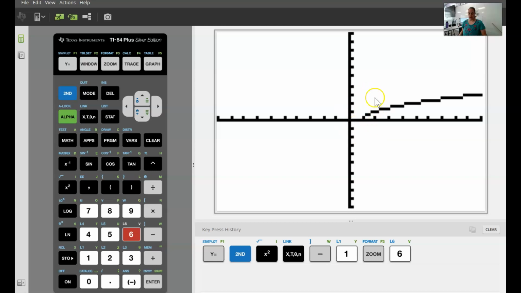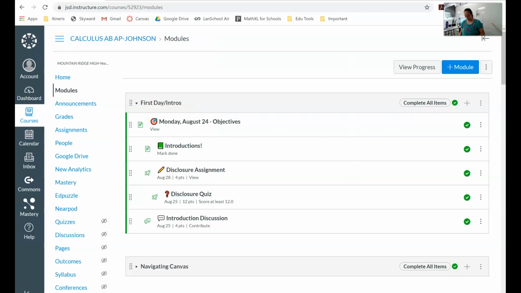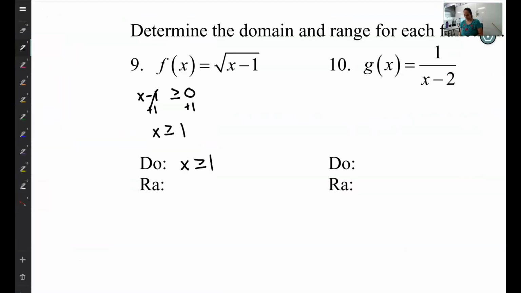So our range, our y values, go from 0 up to positive infinity, aka those are the y values that the graph is going to hit. So I'm going to come back over here. Range is going to be y is greater than or equal to 0. Now these are written in inequality notation.